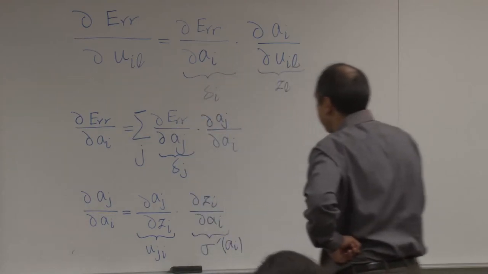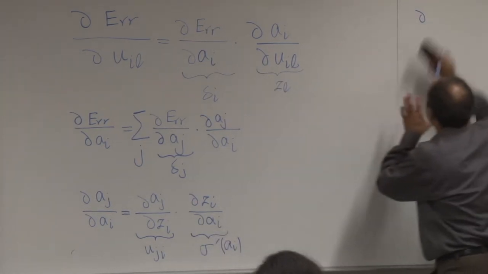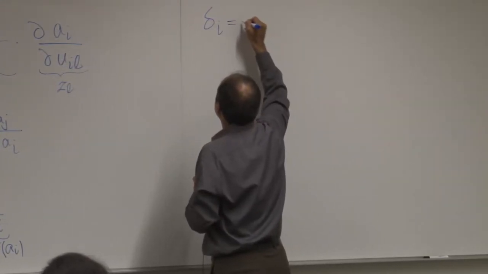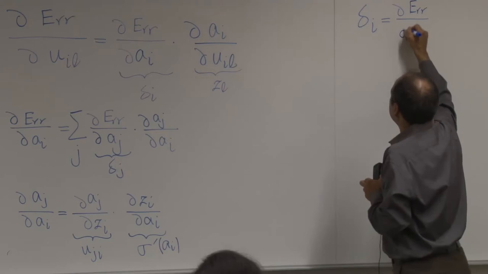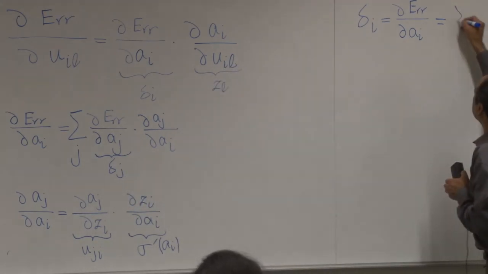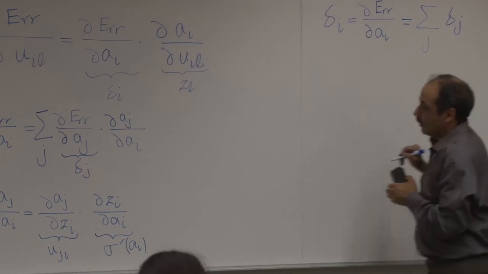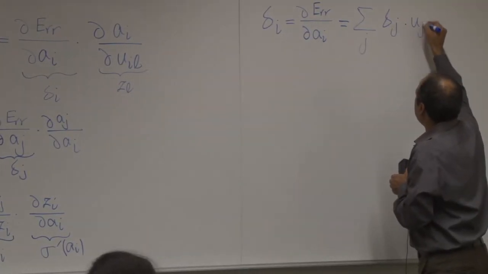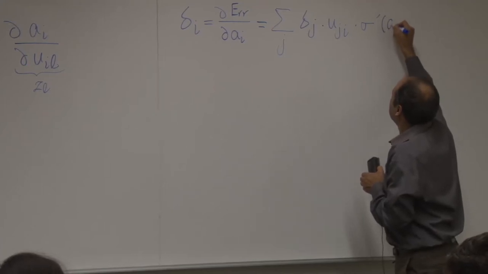I have the derivative of this delta I, which is the derivative of error with respect to AI, and it is in fact the summation over J of delta J times this quantity, and this quantity is UJI times sigma prime AI.